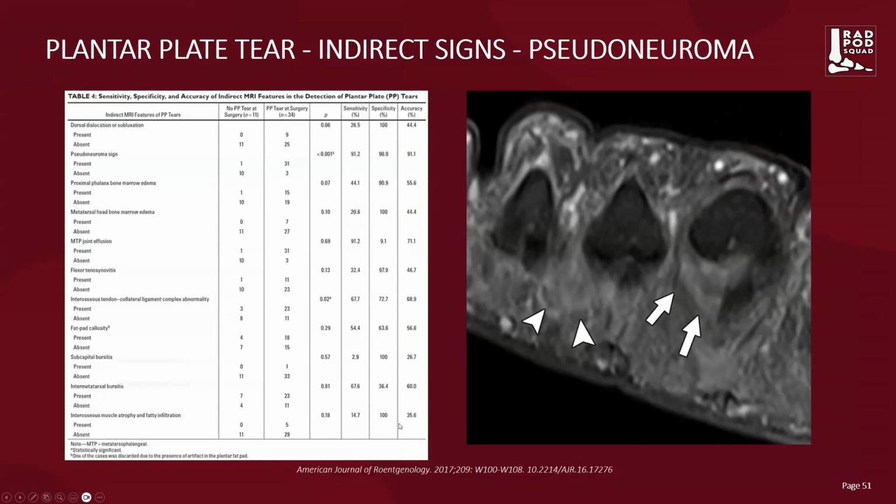Looking at indirect signs of plantar plate tears, it's important to understand the concept of pseudoneuromas, because it has been noted that the pseudoneuroma sign, or the presence of eccentric perineural fibrosis, was seen in the majority of patients that went to surgery for plantar plate tears. So you were more likely to have a surgically diagnosable plantar plate tear in the presence of a pseudoneuroma. So we're going to be looking on MRI to detect that sign so that we can see some of the harder to see plantar plate tears.